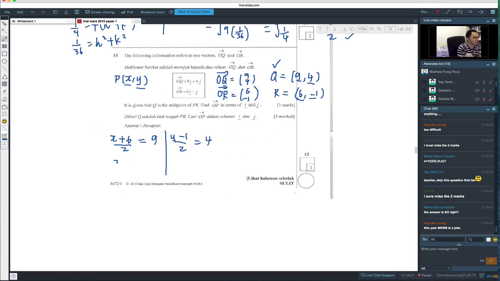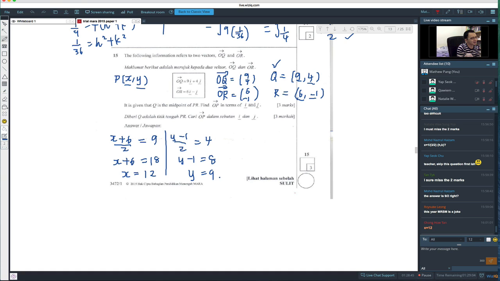Now we solve these two equations. x plus 6 equals 18, so x equals 12. y minus 1 equals 8, so y equals 9. Therefore, coordinate P is 12 and 9. But I want to write in vector form, so OP equals 12, 9. Then I will write it in the i and j form, so OP equals 12i plus 9j. I think if you use the column vector method to solve, it will be very easy. And I think this one must be the correct answer, because this question is very easy.